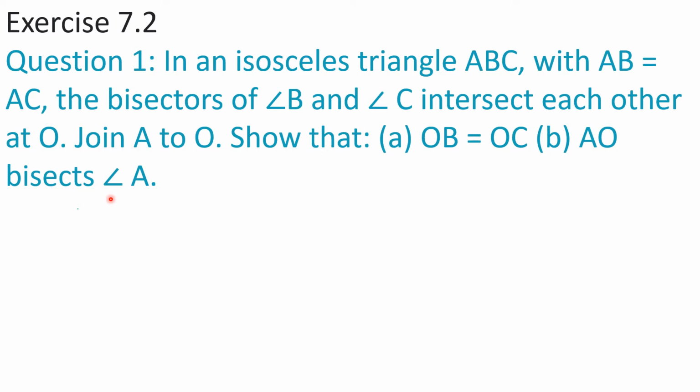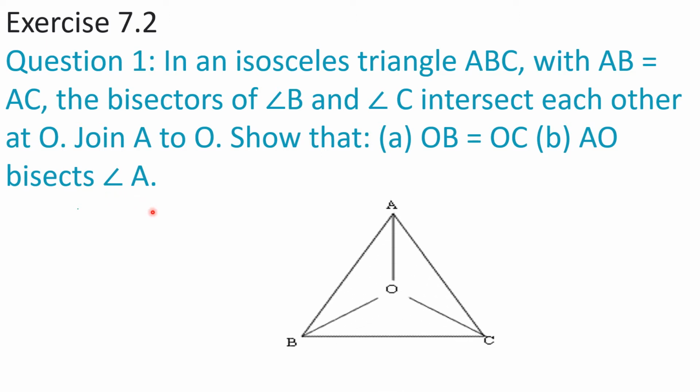Now you look at this figure. This is an isosceles triangle where AB is equal to AC. And here the bisectors of angle B and angle C meet at the point O. We are going to join A to O. So in this figure we have to prove OB is equal to OC, and second we have to prove that this angle A is divided into two equal parts, that is, it is bisected, that is angle BAO is equal to angle CAO.